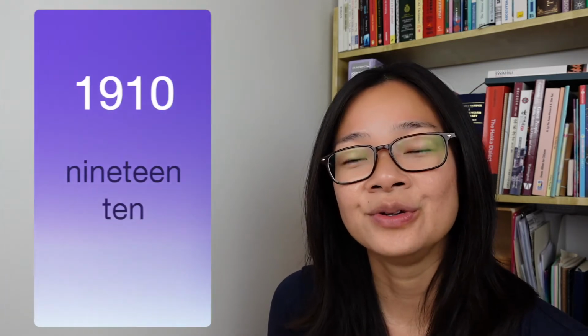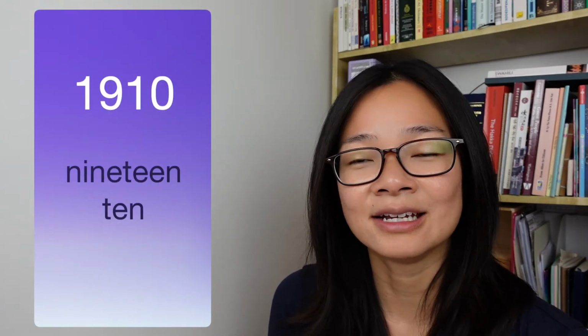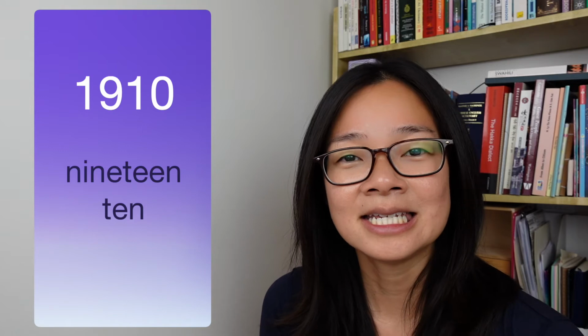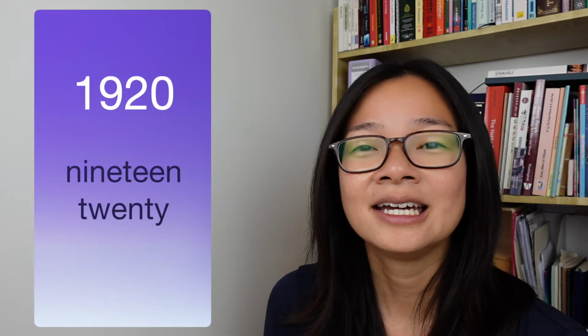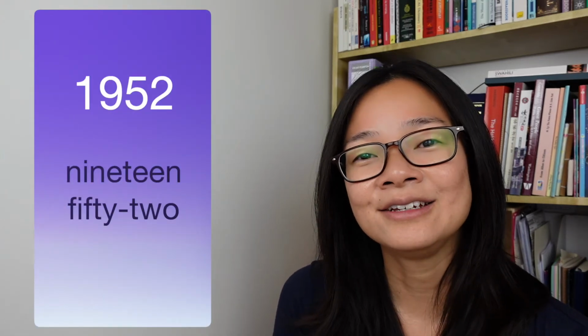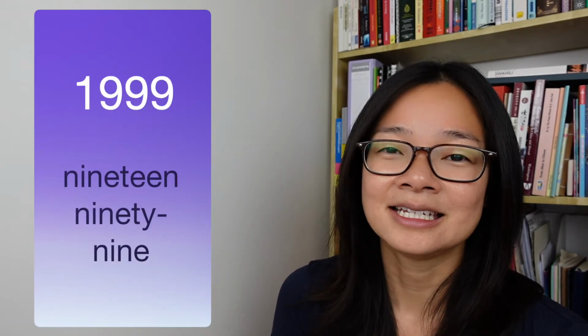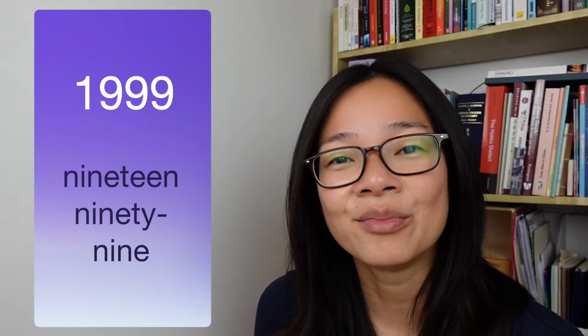Now, when we get up to the year 1910, of course, we don't have that same 0 in the same position anymore. So this one is now nineteen ten. If we go forwards 10 years, we get to nineteen twenty. And so on and so forth. So slightly more complicated years would be nineteen fifty-two, nineteen eighty-eight, nineteen ninety-nine. And so that brings us to the end of the 20th century.